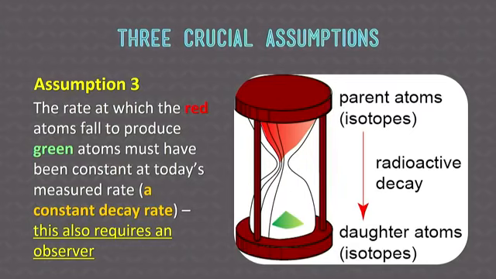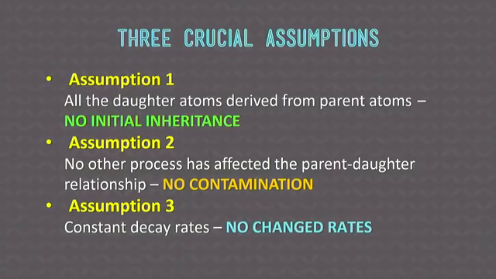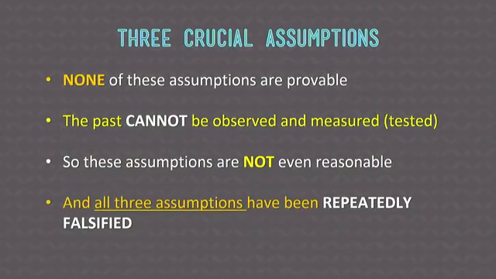And it should be readily recognised that there are problems with these assumptions. So the assumption number 1, there's no initial inheritance. In other words, no daughter or green atoms to begin with. No other processes affected the parent-daughter relationship. That means no contamination. And assumption number 3, constant decay rates. There can't have been changes. You should already recognise that none of these assumptions are provable. Why? Because the scientists weren't there in the past to observe and measure and test.